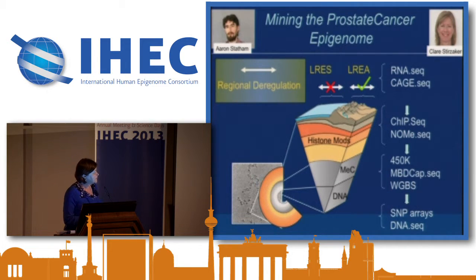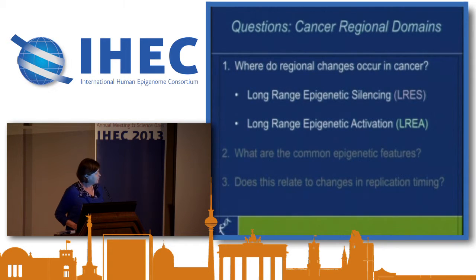To look at transcription, we've been doing directional RNA-seq and CAGE-seq to look at promoter usage, and all of this to really understand what it is about the combination of these various marks at the DNA level that prescribes whether regions are going to be active, as in long-range epigenetic activation, or repressive, as here in the TROPS, that dictates whether it's going to be a region of long-range epigenetic silencing. So also to understand regional deregulation and replication timing, we've used Replication-seq also in these normal and prostate cancer cells. So today I'm just going to give you a summary of what we now understand by compiling all of these epigenome maps together.